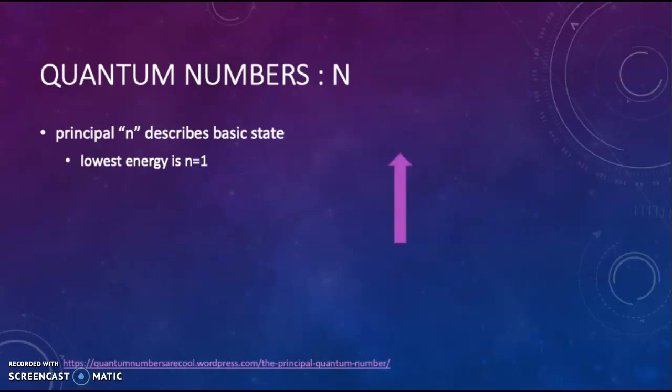The lowest energy orbital is assigned n equals 1. But electrons can be excited by many things, such as absorbing light. This causes the electron to move to a higher energy level, which we call the first excited state, and assign the principal quantum number n equals 2. If this electron were to be excited again, it would go to the second excited state, which is assigned n equals 3, and so on.